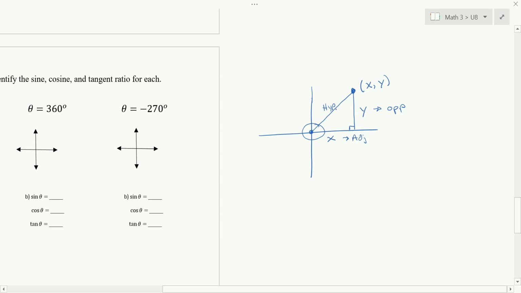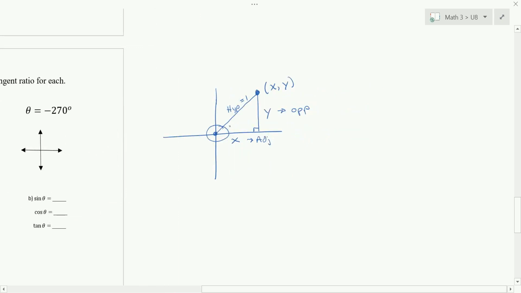Now, if your hypotenuse equals 1, something nice happens. If this is theta, what would the sine of theta equal if your hypotenuse is 1? Y over 1, right, which is just y. The opposite over hypotenuse ends up being y. And the cosine of theta ends up being what? Adjacent over hypotenuse, x over 1, so just your x value. And careful, this only happens when your hypotenuse equals 1. Because if your hypotenuse wasn't 1, it'd be y over whatever that hypotenuse is, or x over whatever the hypotenuse is. And what would the tangent be? Y over x, opposite over adjacent.